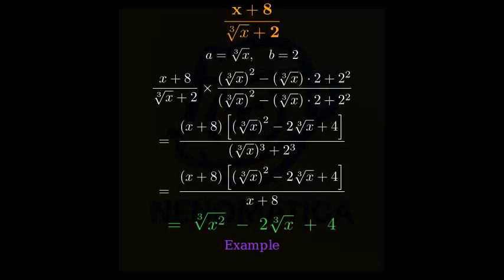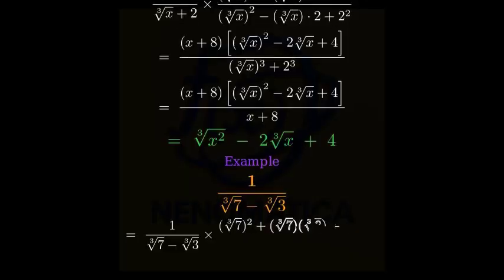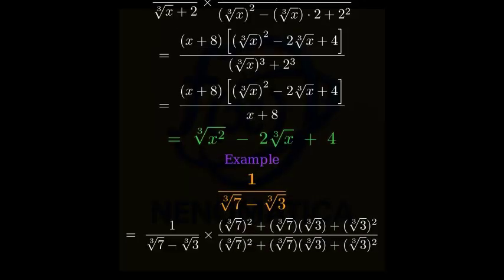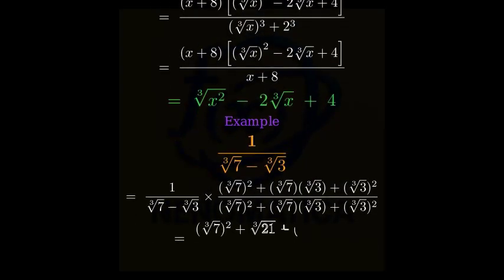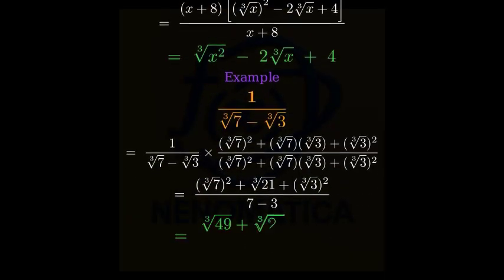Now, an example with a minus sign in the denominator. Simplify 1 divided by cube root of 7 minus cube root of 3. Let a equal cube root of 7 and b equal cube root of 3. For a minus b, multiply by a squared plus ab plus b squared over itself. The denominator becomes a cubed minus b cubed, which is 7 minus 3, equal to 4. In the numerator, we keep the 3 terms with cube roots.